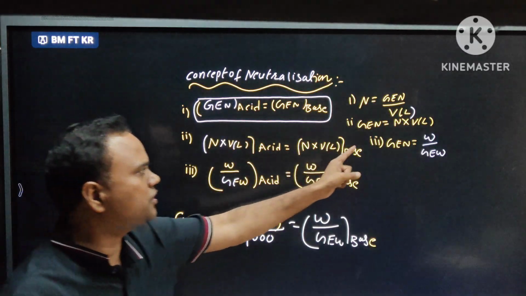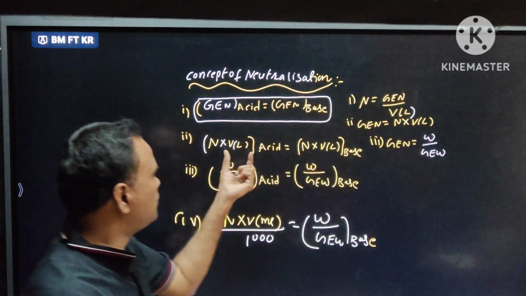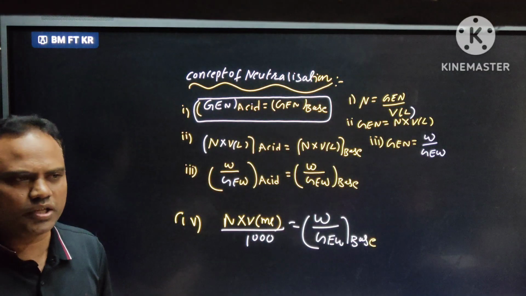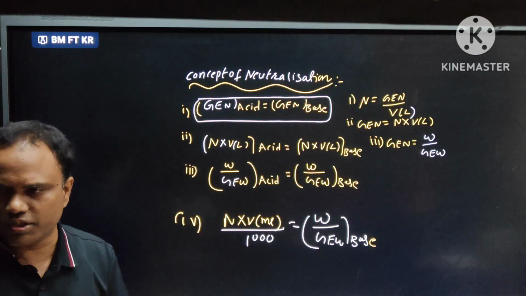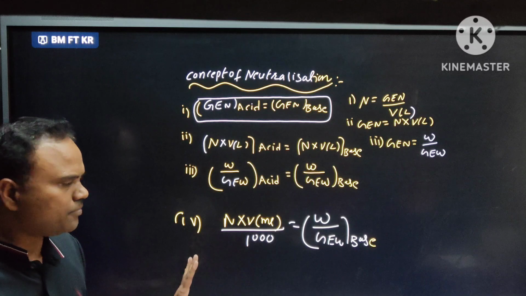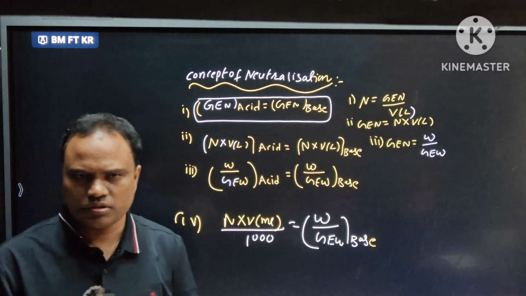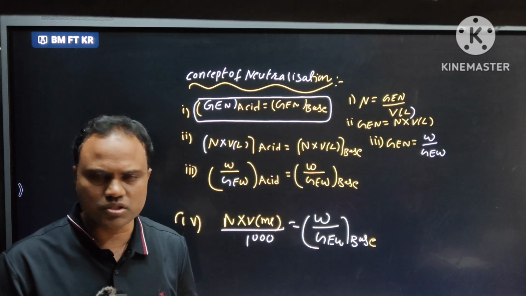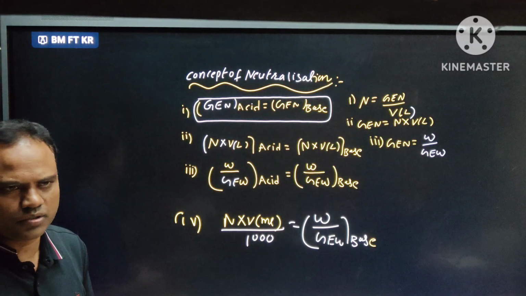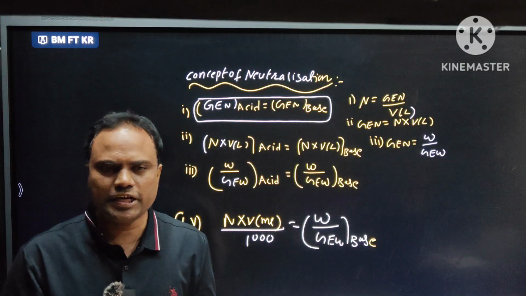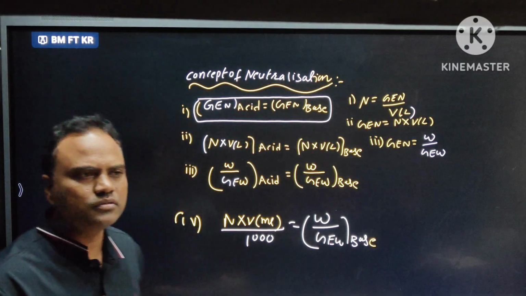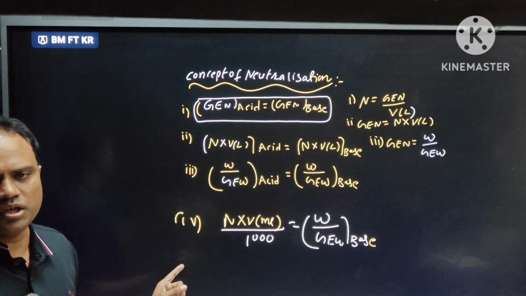What is Gn here? N into V. You wrote N into V only. Next, what is Gn? Weight by gram equivalent weight. You are not learning any new formula, just converting Gn. Already you learnt all these in the normality concept. Clear? Remember these four formulas. When you get a question on the concept of neutralization, where acid data is given in terms of volume and you have to find the base in terms of weight, then use the fourth formula.